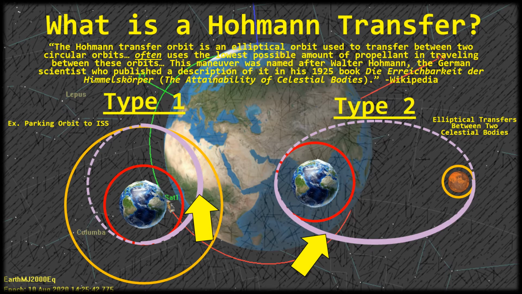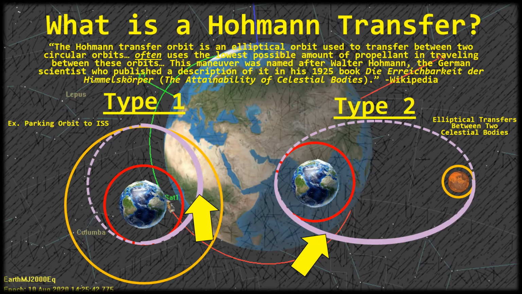Now, these transfer orbits are needed when we're trying to go from a starting orbit to a final orbit, and those orbits don't ever have any points in common, right? There's not a point where you could be on both orbits. If that were the case, then we wouldn't need a transfer orbit. We can just do a simple burn to go from one orbit to the next while we're at that common point. But since we're starting on one orbit and going to a different orbit that don't touch, they don't have any points in common.